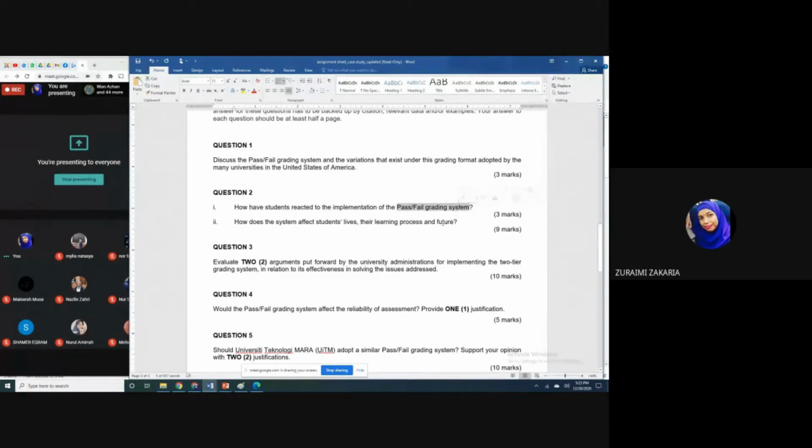Okay. Then how does the system, I'm reading the second question, how does the system affect their lives, their learning and their future? So ada 3 perkara yang perlu dinyatakan di sini, yang perlu dirungkai daripada jawapan anda. Ingat, case study bila jawab kena spesifik. Dia tak boleh cakap bagi bird's eye view, you have to really get down and break down your story.